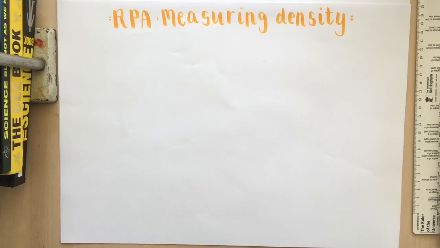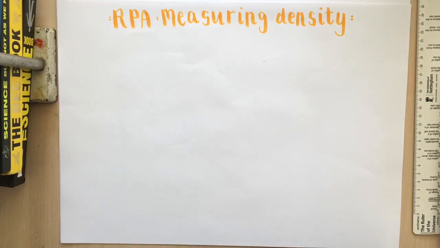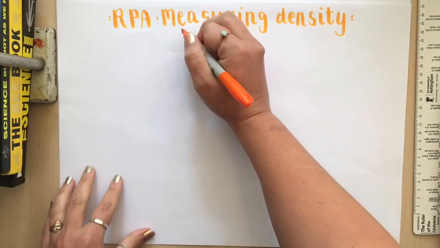You need to know about how to measure density for what's called an RPA, which is a required practical assessment. This means that it could come up in your exam, in your GCSE. They could ask you about the practical, how you'd measure the density of different objects. And there's a few different ways that we can do it depending on what the object is like. It all comes down to the equation for density though.